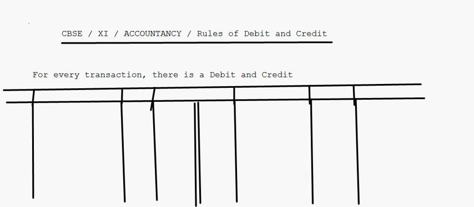Okay, now see, this is date, particulars, journal folio, and then amount, and the same way here you have date, particulars, and amount. Now there are two sides in this. This side is called the debit side, and here this is the credit side, right?